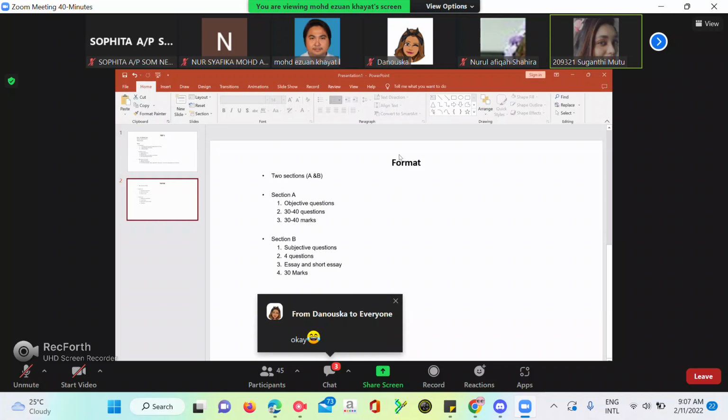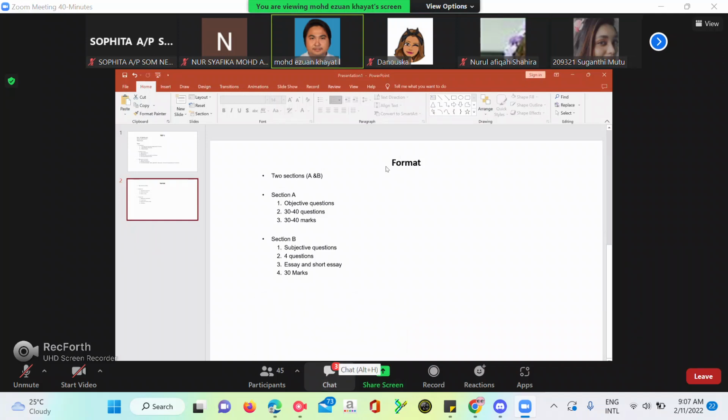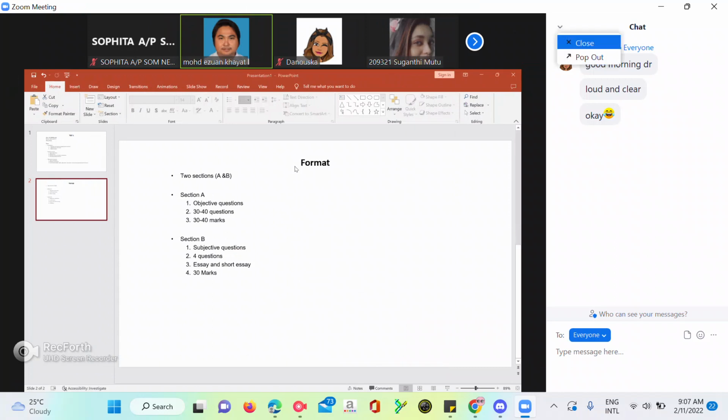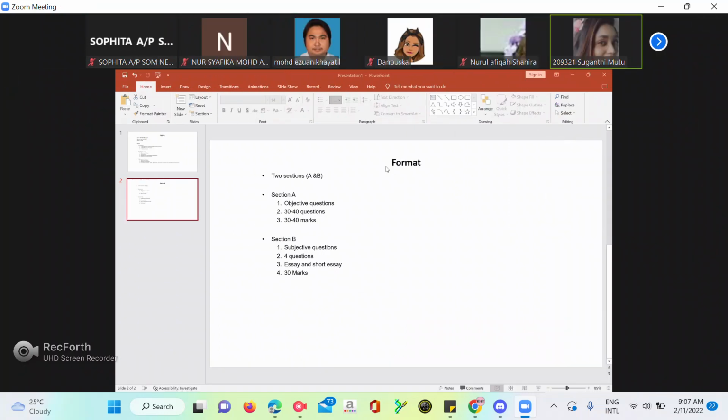So for test one, we have two sections. We have section A and section B. Section A is designed for objective questions, which means you have to choose just A or B or C or D. You just pick one correct answer.